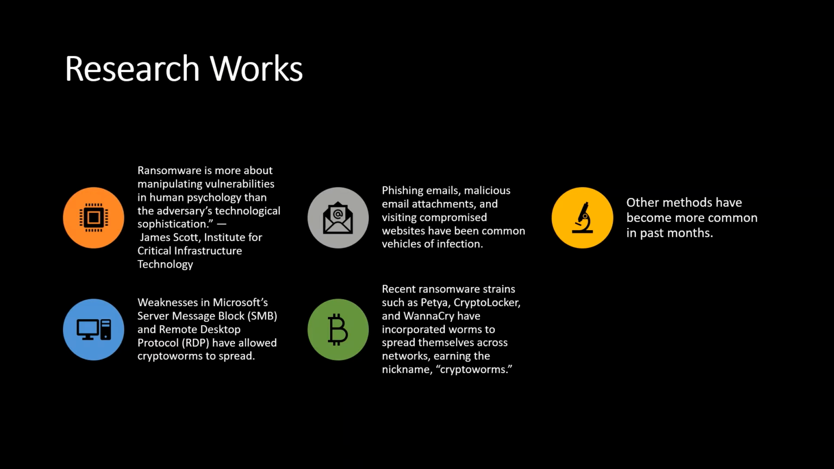Recent ransomware strains, such as Petya, CryptoLocker, and WannaCry, have incorporated worms to spread themselves across networks, earning the nickname cryptoworms. Weaknesses in Microsoft Server Message Block and Remote Desktop Protocol have allowed cryptoworms to spread. Many methods of ransomware attacks have been sent out to companies and will continue to advance if security measures are not taken.